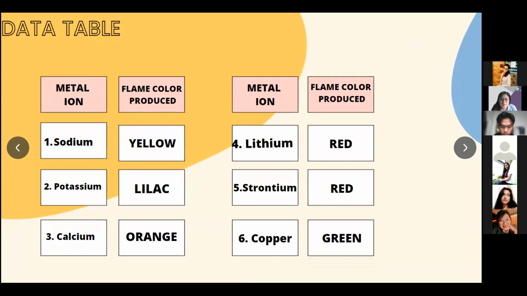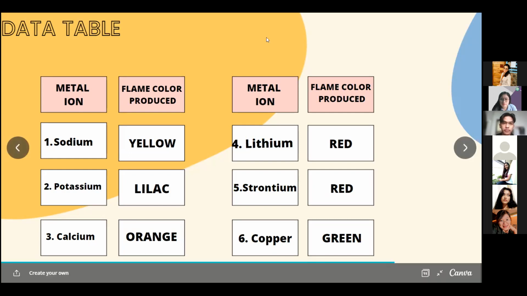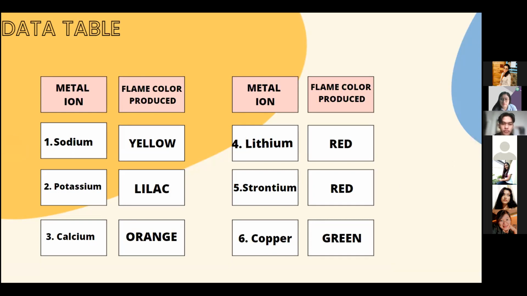So good morning, everyone. In the data table, the metal ions we have are sodium, potassium, calcium, lithium, strontium, and copper. For sodium, the color of the flame produced is yellow. For potassium, the color of the flame produced is lilac. For calcium, the color of the flame produced is orange. For lithium, it is red.